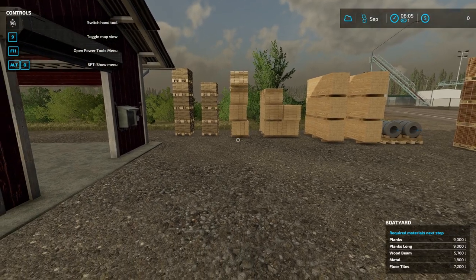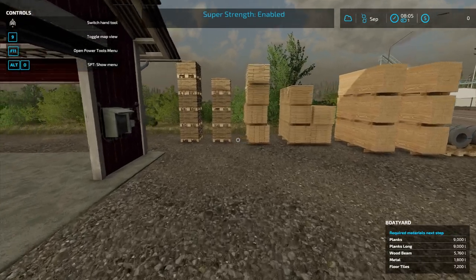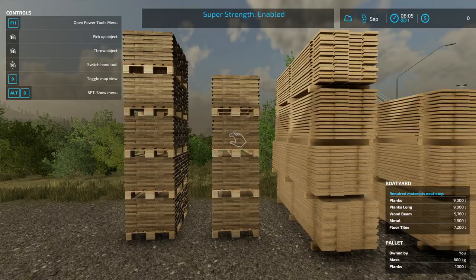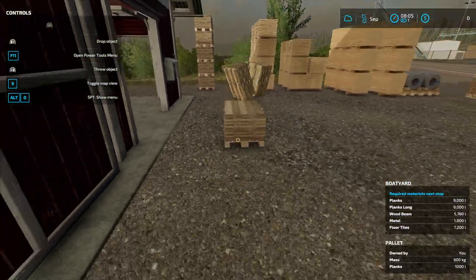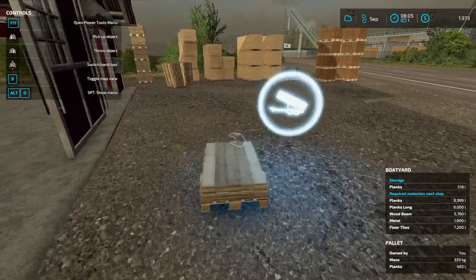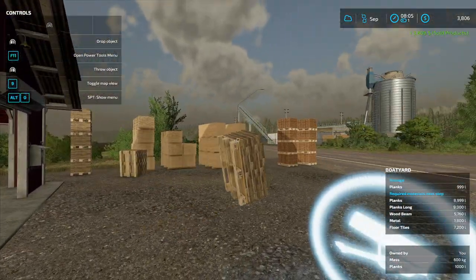And I need to enable super strength. Otherwise, this is going to take forever. And we will slowly pull, well, that's not going to work. We'll do it one at a time. I will do it one at a time.